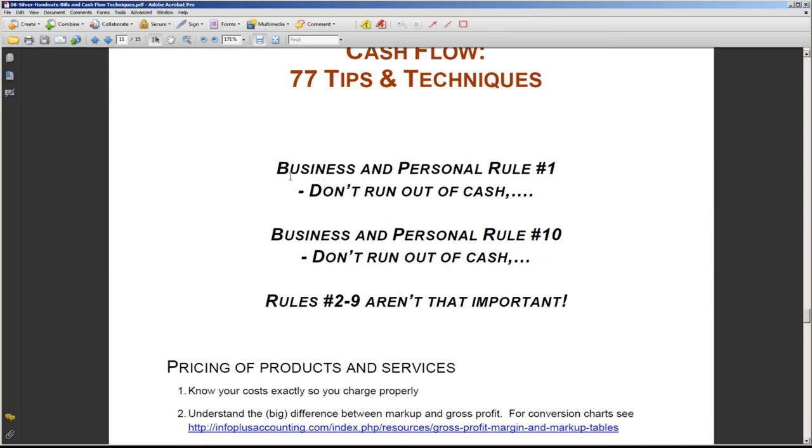Of course, I put in the front of this business and personal rule number 1, don't run out of cash. I read this a long time ago. Business and personal rule number 10, don't run out of cash. And rules number 2 through 9 aren't that important. Now, I wish I knew where I had seen that and who to give credit for that, but it's really, really true. So here are some major things that we can talk about.